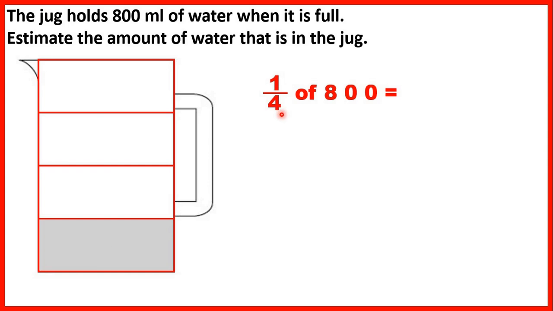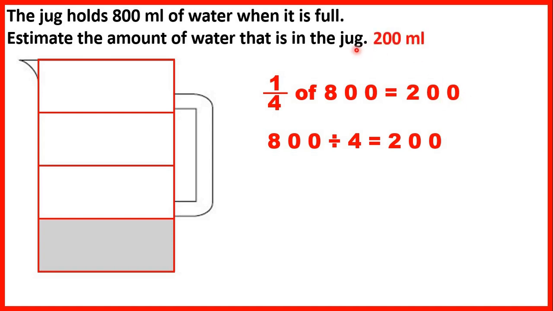Remember, to find a fraction of a number, we divide by the denominator, and 800 divided by 4 is 200. So 1/4 of 800 is 200, which means that the jug contains 200 millilitres of water.